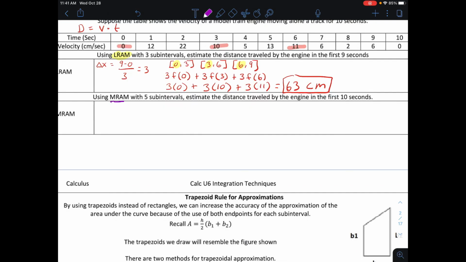All right, now we want to do midpoint rectangular approximation using 5 subintervals to estimate the distance traveled in the first 10 seconds. Well, we need to find the width of our subinterval. I'm going to call it change in x. That would be, so we'd go from 0 to 10, and we want to break that up into 5 equal intervals here. And so we would get intervals of 2 units. So we would write those starting from 0 going all the way to 10 that has widths of 2 seconds. All right, so I write out those subintervals.